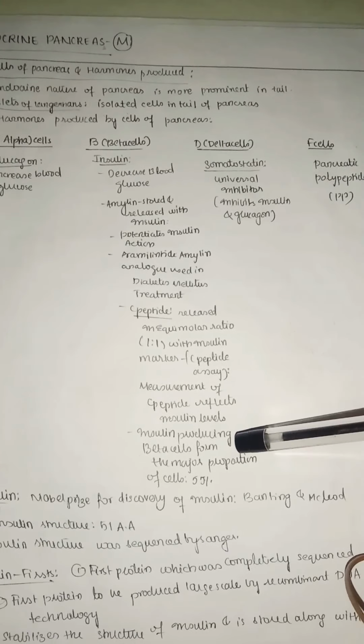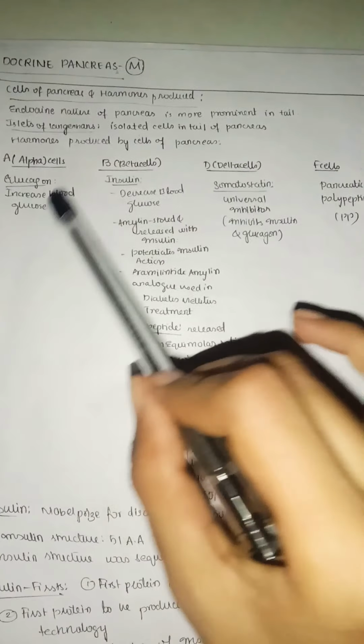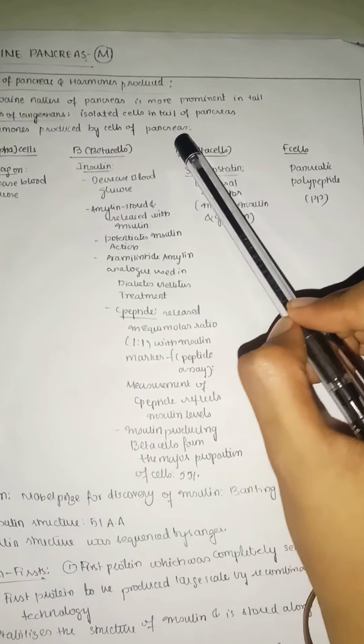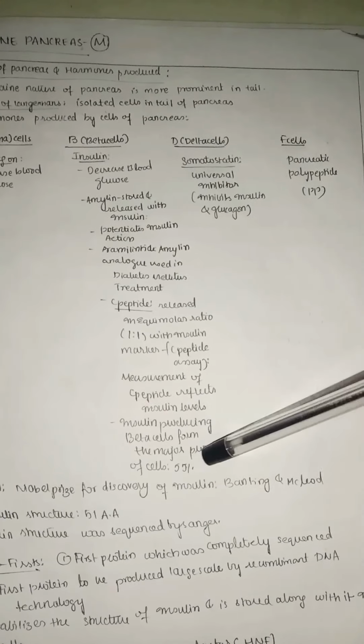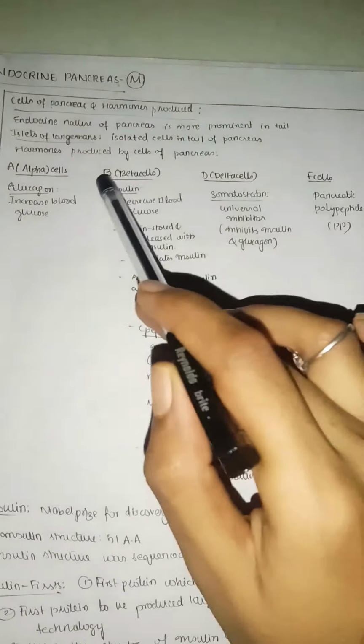Insulin-producing beta cells form the major proportion of cells, 55%. Among all these alpha cells, beta cells, delta cells and F cells, our beta cell is the winner because it makes up 55%, the major portion, and that is insulin. So among all the hormones produced by the endocrine pancreas, the most important hormone at 55% is insulin. Insulin is the winner among all these hormones.